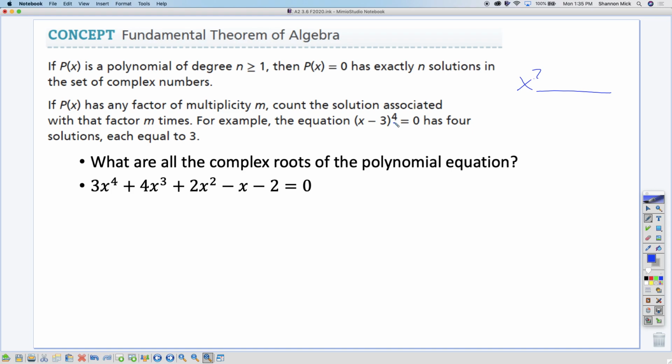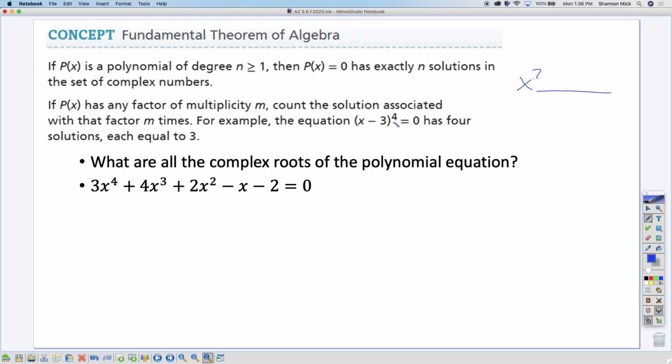Okay, so what are all the complex roots of the polynomial equation? Here it is. There are 5 terms, so we don't have any method of factoring that, do we? Nope. Because if it's 4 terms, we possibly could group it, right? But we don't have any method to do that. So we have to find a way to make it smaller. How can we make it smaller by degree 1? Using what?